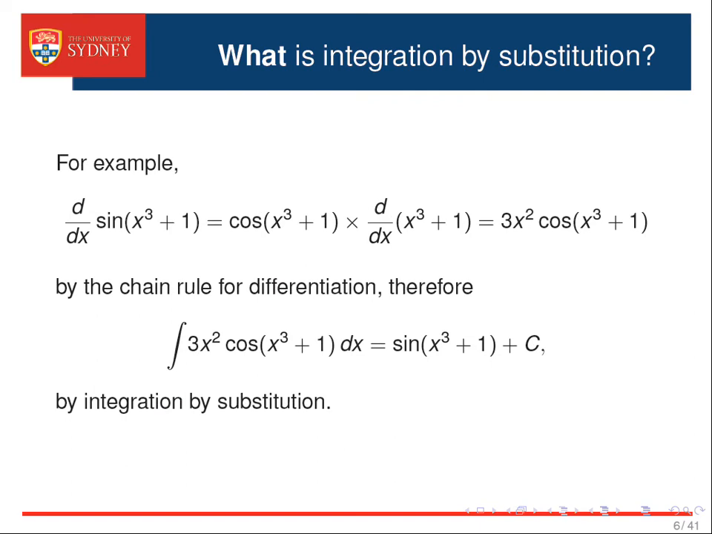For example, if we differentiate the composite function sine of x cubed plus 1, we get 3x squared times the cosine of x cubed plus 1 by the chain rule. The reversal process of integrating both sides with respect to x then recovers the original function.